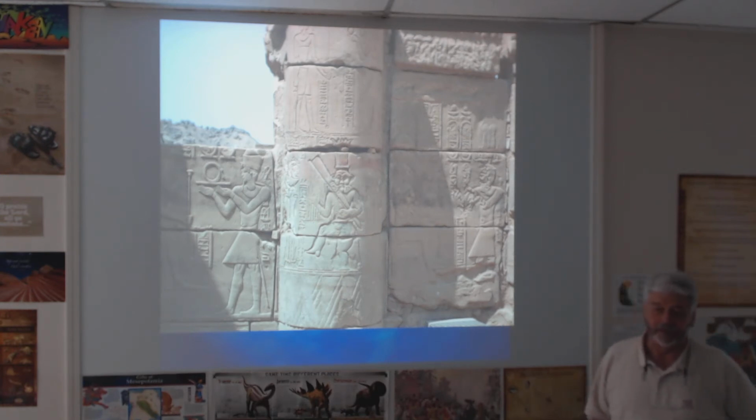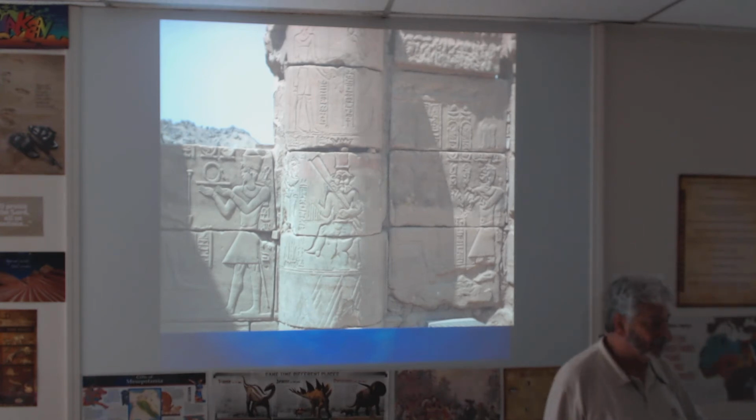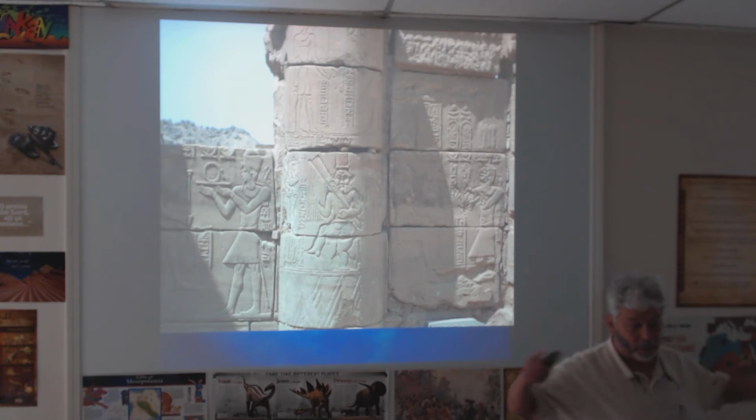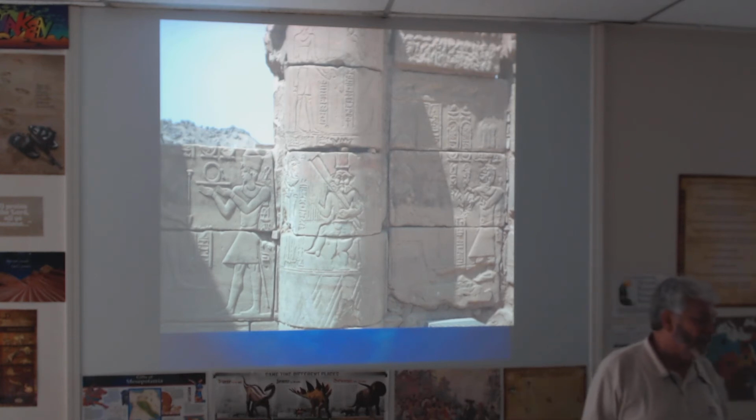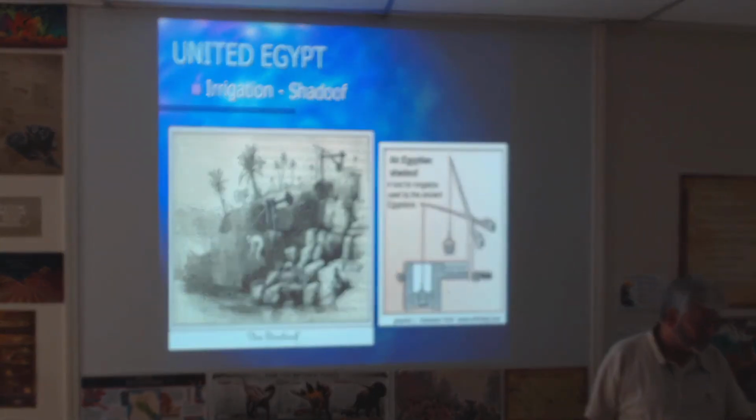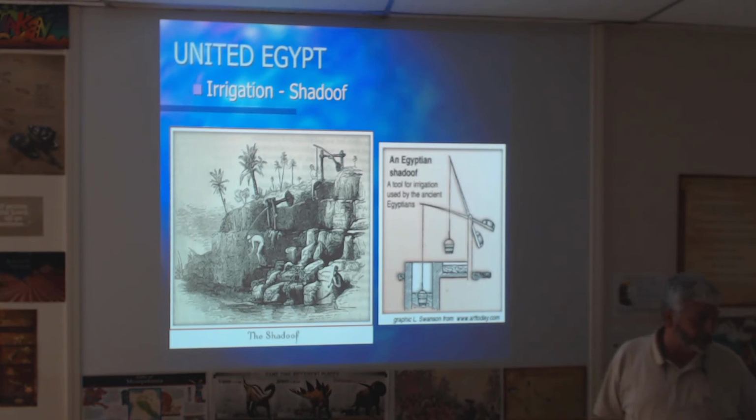Now, one of the other things that they had to figure out how to do in Egypt, even though they had flooding, there were times when they needed more water, or maybe the flooding wasn't there, to get water out of the Nile and onto the fields. And so they developed systems of irrigation. And they invented something called a shadoof. You can see in this picture of them using this.